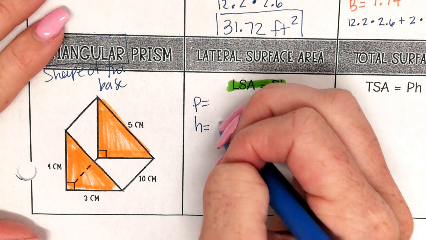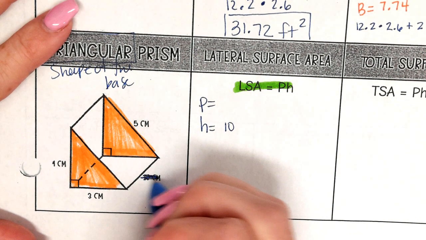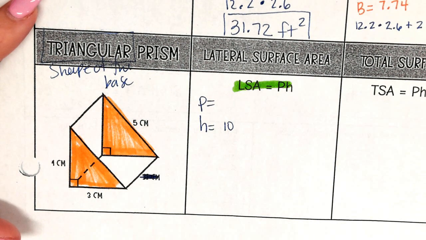Okay, so it's 10. What did I tell you to do once you write that down? Cross it out. You're never going to use it again. It's only the h. Make sense?